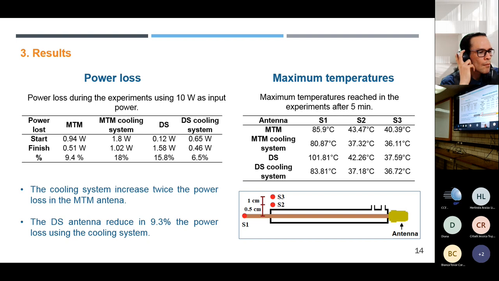And about the maximum temperatures, when the cooling system was not incorporated in the antennas, we saw that in the multilayer, the temperature was even higher than 37 degrees Celsius, which is the corporal temperature of the body, in the two antennas. But when we incorporate the cooling system, now in the multilayer, this temperature decreases and is maintained in a range of corporal temperature of the body, which means that the cooling system reduces the temperature around the antenna.